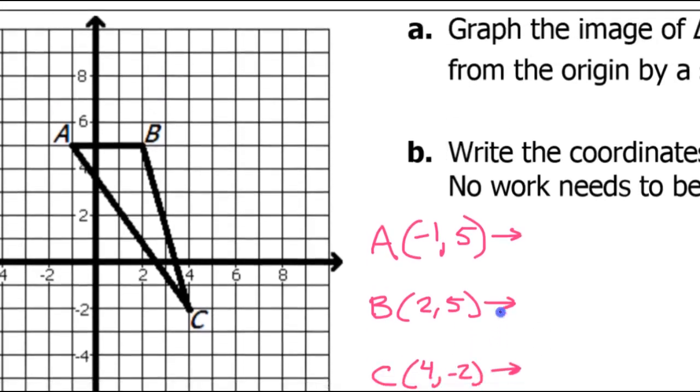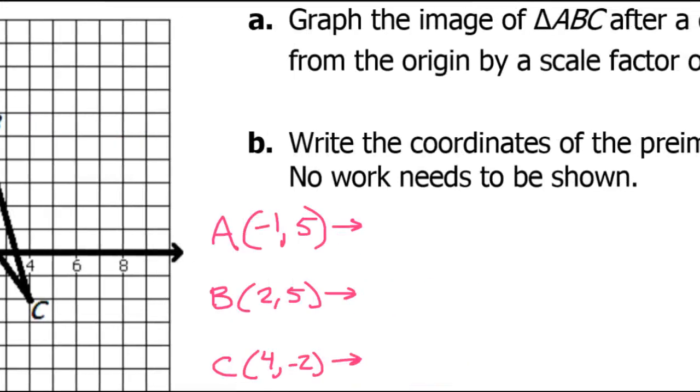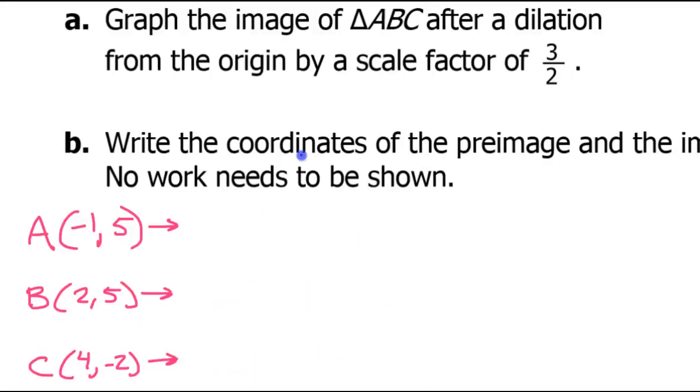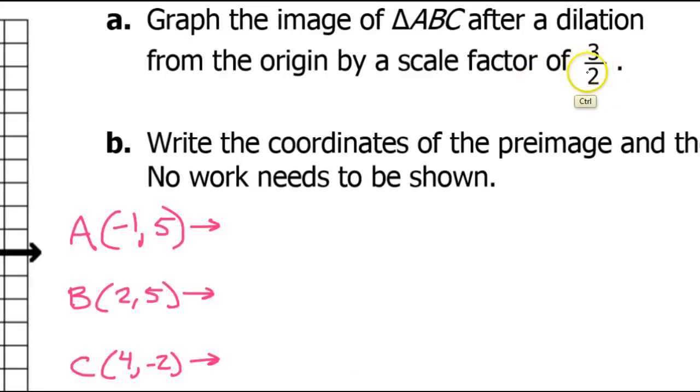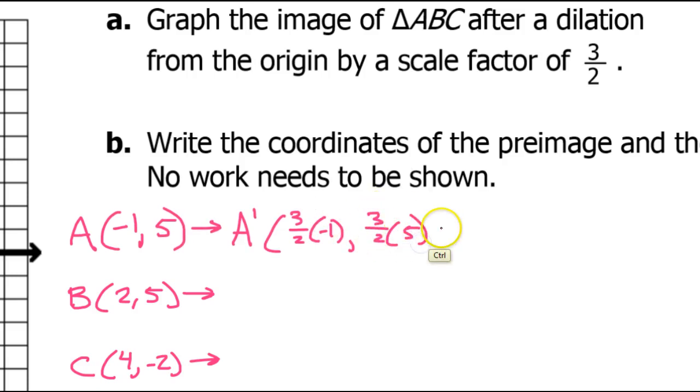So if we want to find the image after a dilation from the origin by a scale factor of 3/2, well, when you do a dilation from the origin, all you have to do is multiply each coordinate by the scale factor. So the image, A prime, is just going to be the scale factor of 3/2 times -1, and the scale factor of 3/2 times 5. Okay, that is how you're going to get A prime.